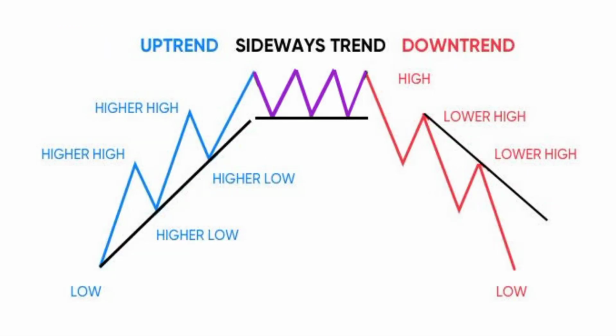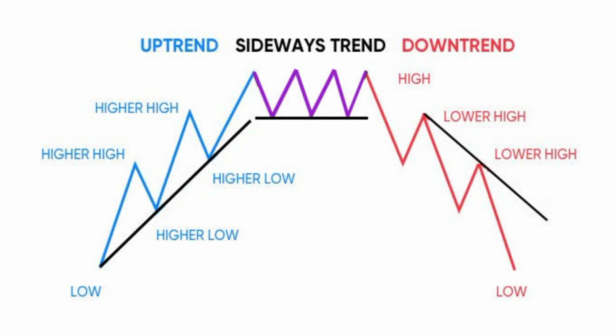Sideways or horizontal trend line. A horizontal trend line connects two or more price points where the asset's price has historically struggled to move beyond. It represents a period of consolidation or ranging prices.